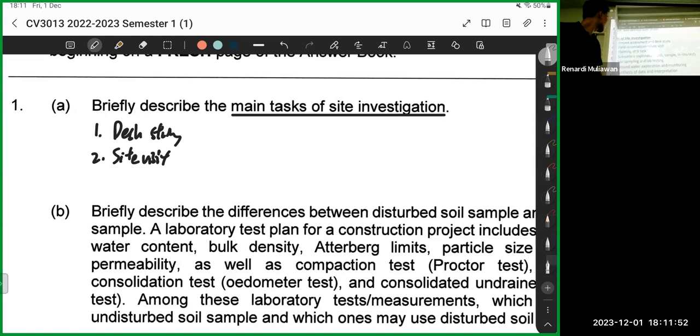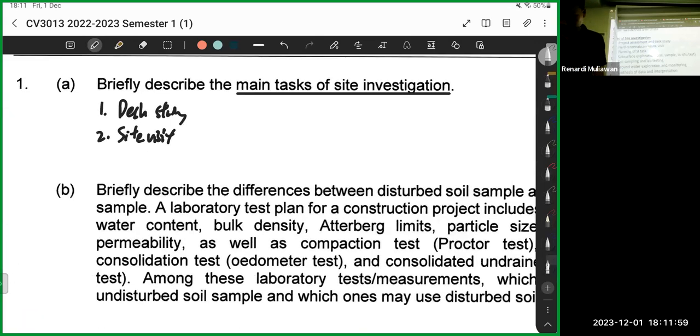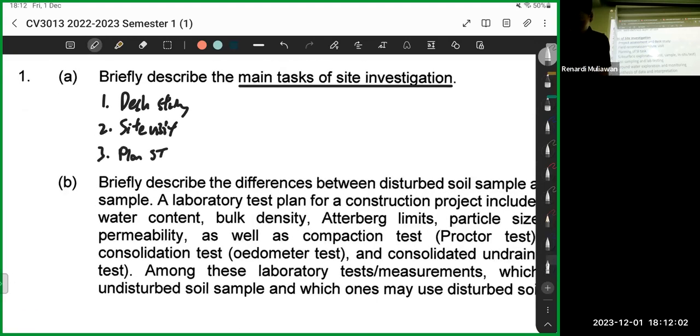Then you plan the SI task. So based on the data collection, based on your site visit, I want to put a borehole there, borehole here. So you start planning your SI, site investigation. After planning your SI, what do you do? Then you start the in-situ test. You start drilling basically. This is what we call the subsurface exploration.